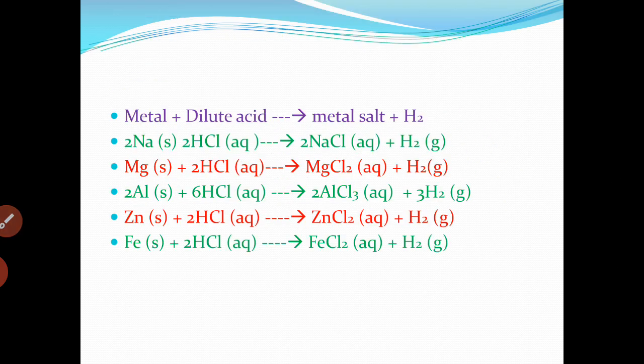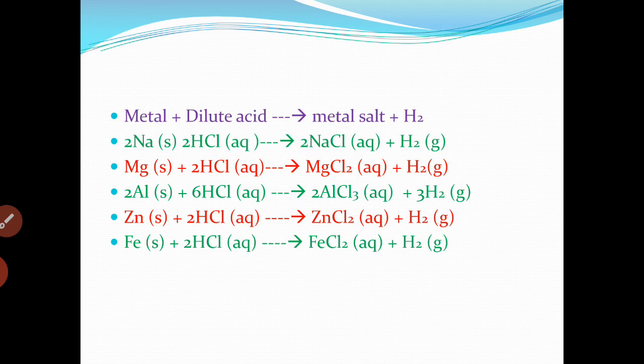Now let's see the reactivity of metals with dilute acid. Here we will see the reactivity of metals with dilute hydrochloric acid. Metals usually displace hydrogen from dilute acid. Only the less reactive metals like copper, silver and gold do not displace hydrogen from dilute acids. When a metal reacts with dilute acid, then a metal salt and hydrogen gas are formed.